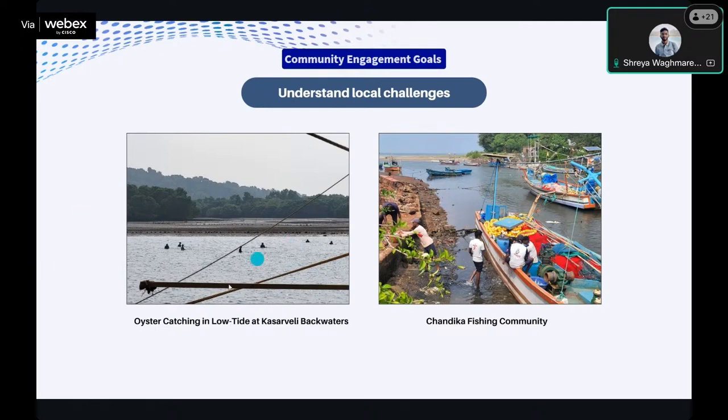As the image shows here, during the low tides, the locals were seen engaged in catching oysters, which happens only during low tides. That also seemed to be an important source of their income. Something similar was observed with the Chandika fishing community as well. A low fish catch due to a higher number of fishing boats makes their chances very low.